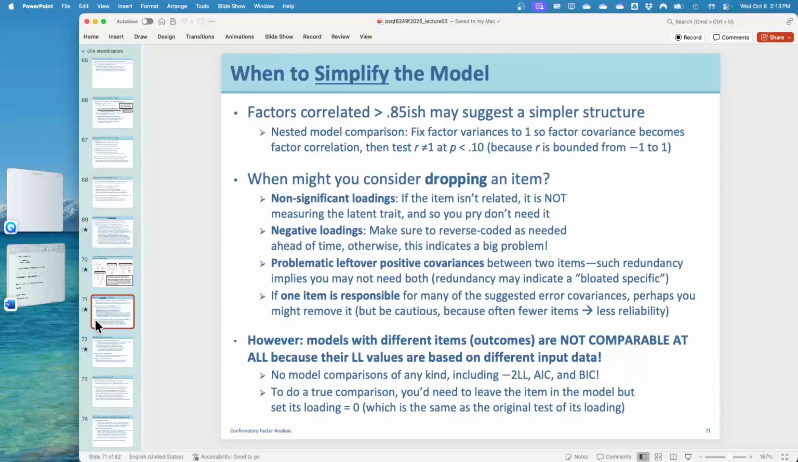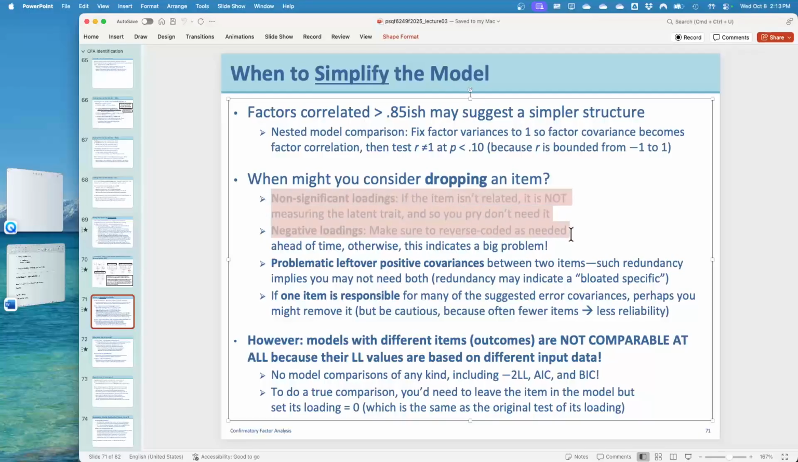As to why, I just do the math. I don't know why. Actually, that's my cop out to say I honestly don't know the history of why we would have done that. But okay, I think these 2 are reasons why you might drop an item.